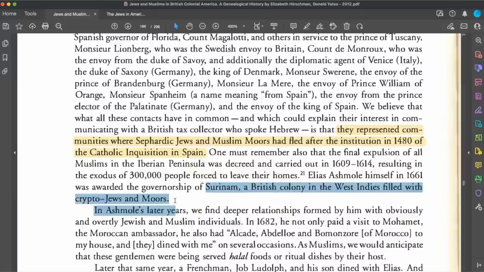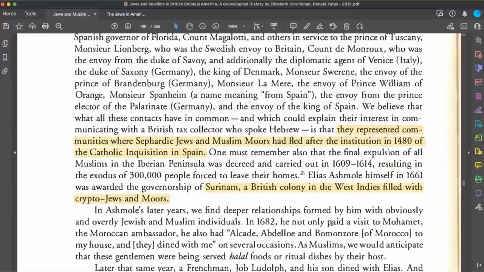All right, let's highlight that. Where? Suriname. All right, this all connects to the previous presentations. The crypto Sephardic Jewish people, Moorish people were running away from the Inquisition. They had made it to all these islands in the Caribbean and South America as well, and the places there, until the Catholics had come. But they were there. They had set up shop way before the Catholics had come.